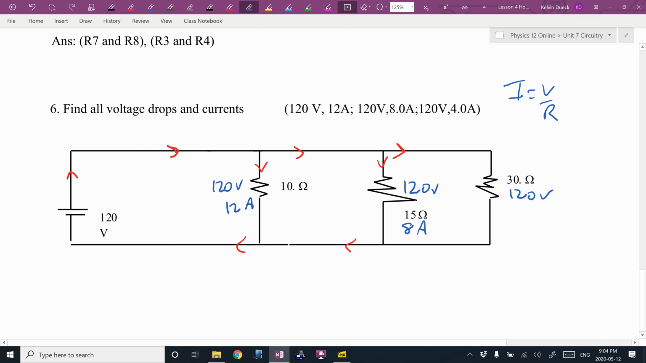And remember what voltage is. It's joules per coulomb. Now, this circuit will bleed this battery dry faster because this battery is supplying energy per coulomb to 3 different resistors, but we're not violating the laws of physics.